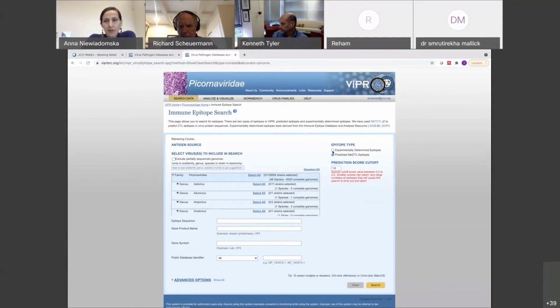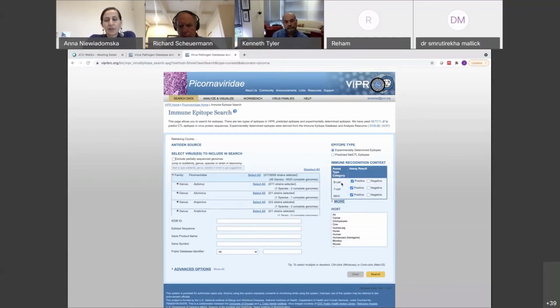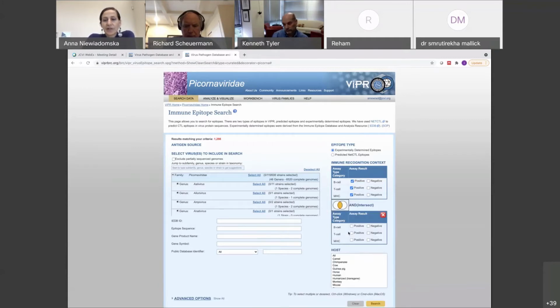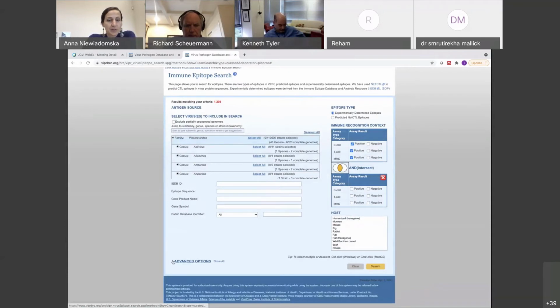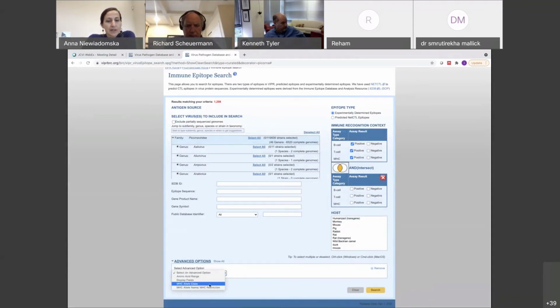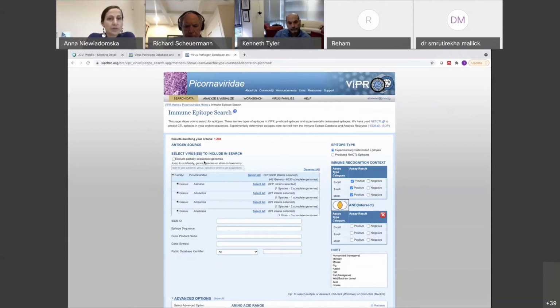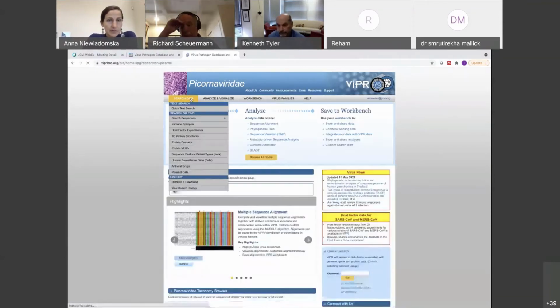So going back to the experimentally determined epitopes, these can either be B cell or T cell epitopes, and you can further specify what you're interested in by clicking on a couple of the other options here. And again, if you click on advanced options, you can specify the MHC allele class that you're interested in, or the specific amino acid range on a certain protein that you might be interested in looking for immune epitopes in there.